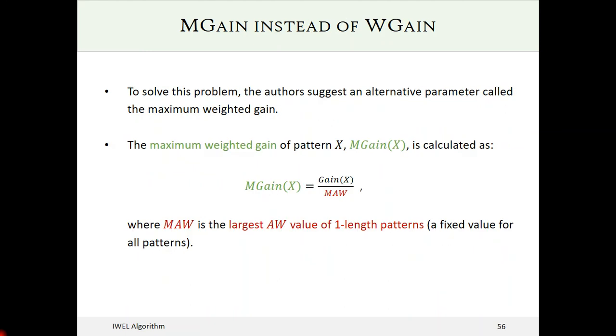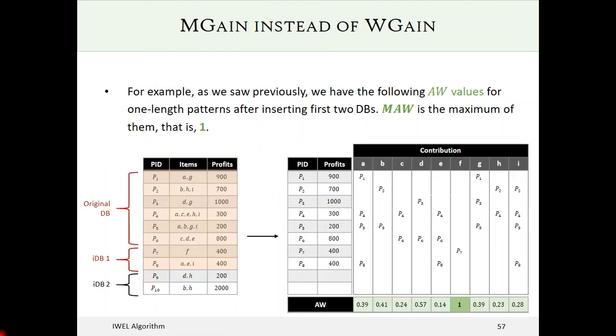But to solve this problem, the author suggests an alternative value called the maximum weighted gain, which can be used instead of the weighted gain value. The maximum weighted gain of a pattern X, denoted by MGain of X, is calculated by the gain of X divided by the largest AW value of one-length patterns, which is a fixed value for all patterns. For example, as we saw previously, after inserting the first two databases, we have the following average weight values for one-length patterns. As a result, the maximum AW is the maximum of these numbers you can see here, which is 1. So MAW is 1 here.